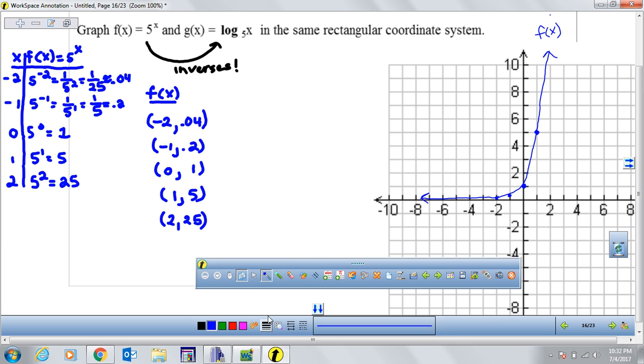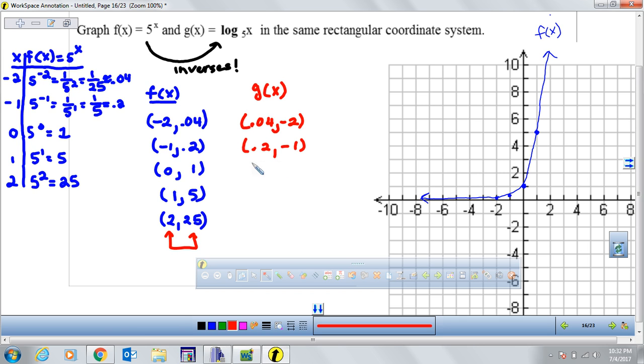Now, do remember what we mentioned, that the logarithmic function is going to be the inverse function. So if I want to get the inverse function, all I got to do is interchange the values of x and y. So you're going to see this one is going to be 0.04, comma, -2. This one is going to be 0.2, comma, -1. This one is going to be 1, comma, 0. This one is 5, comma, 1. And this one is 25, comma, 2.